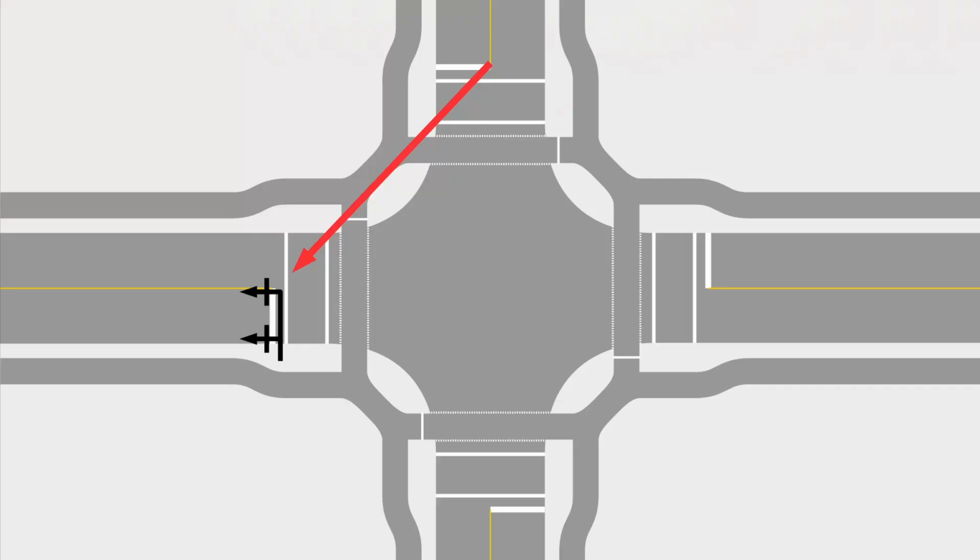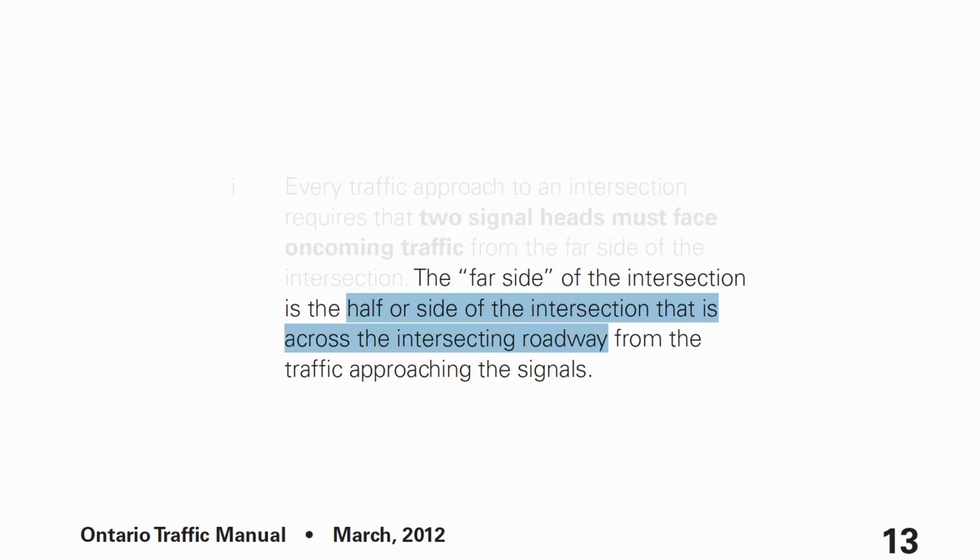But what exactly is a near side traffic signal? A signal placed all the way before the entire intersection is definitely near side, and a signal placed all the way beyond the intersection is obviously far side. But what about the space in between? The Ontario Traffic Manual defines a far side signal as a signal placed more than halfway through the intersection.